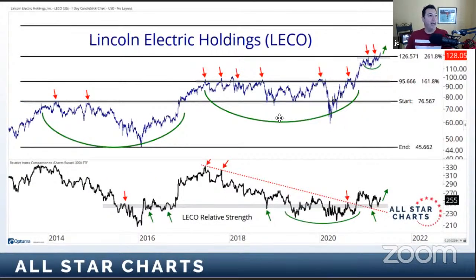Finally, Lincoln Electric Holdings, LECO. So this is LECO. Let me just punch it up, get the price currently. Right now it's around 131.5. I like buying this pullback. We only want to be long LECO if it's above 126.5. If it's not, we don't want to be long. We only want to be long above 126.5 with a target near 180.